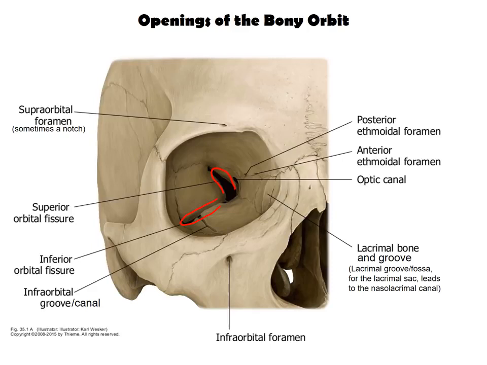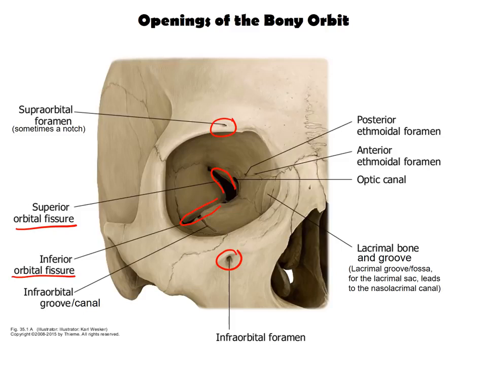And here's another brief word of caution. Don't confuse the superior orbital fissure with the supraorbital foramen here in the upper part of the orbit. Likewise, don't confuse the inferior orbital fissure with the infraorbital foramen located here.